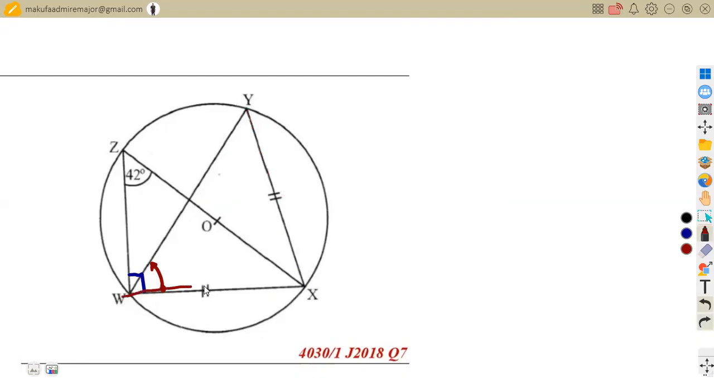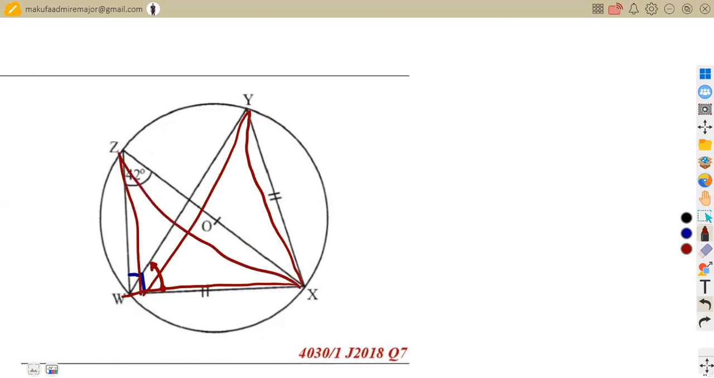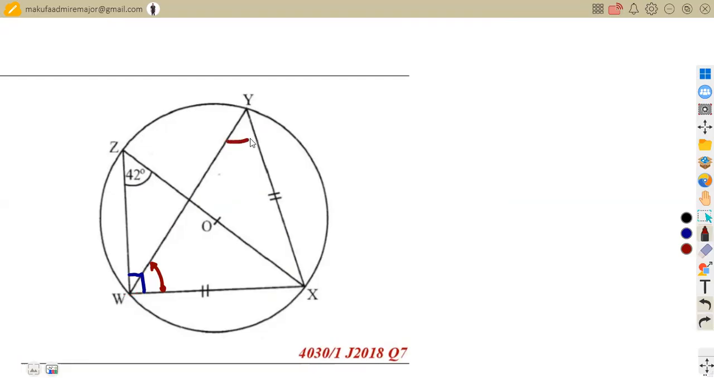Also this chord here, where is it creating the angle? It's creating the angle at Y, and also it's creating an angle at Z. So this angle at Y here, this angle at Z, and this angle, they are all equal from the concept that equal chords subtend equal angles. So if this is 42, it means this is also 42. It means this is also 42 degrees. So these are some of the things that we might play around with.